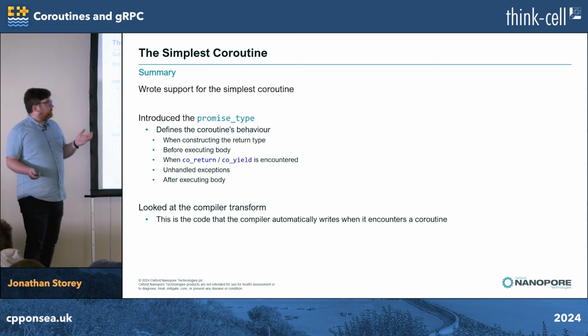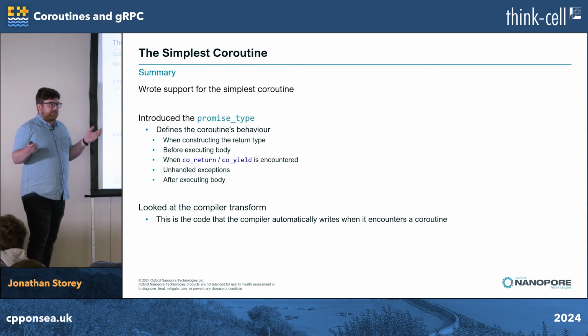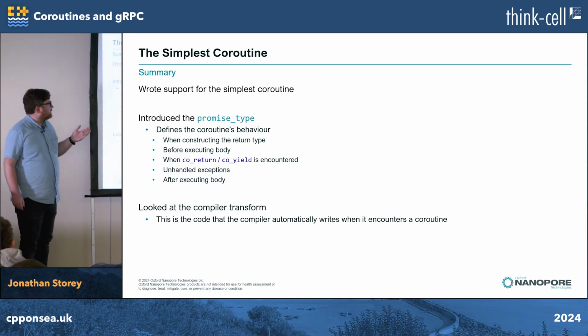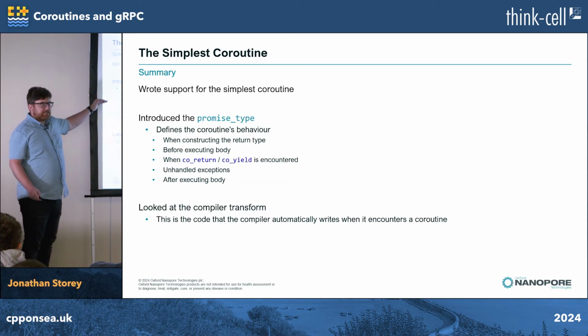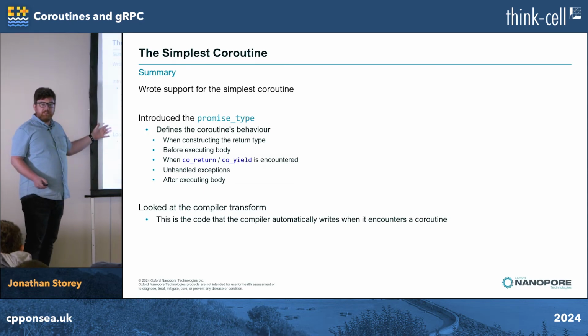So we wrote support for the simplest coroutine live in under 5 minutes, though I did know the answer. We introduced the promise type, which defines the coroutine behavior when constructing a return type, before executing the body, when co-return or co-yield is encountered, what to do with unhandled exceptions, and after executing the body. And this is the coroutine's behavior. And so you can imagine the behavior for generator would be different because these functions are implemented differently. The behavior for task is different because these functions are implemented differently.